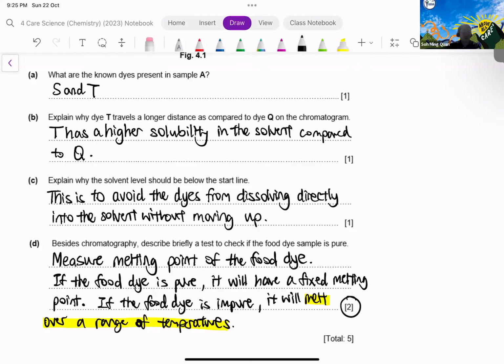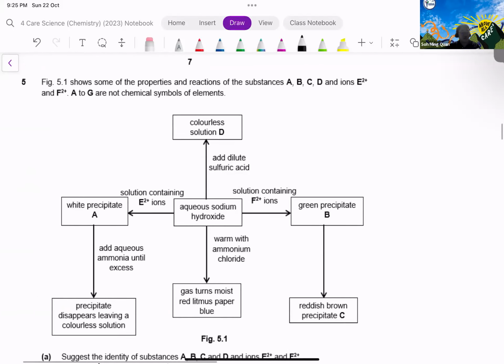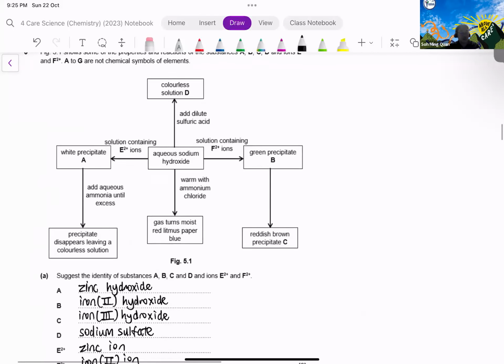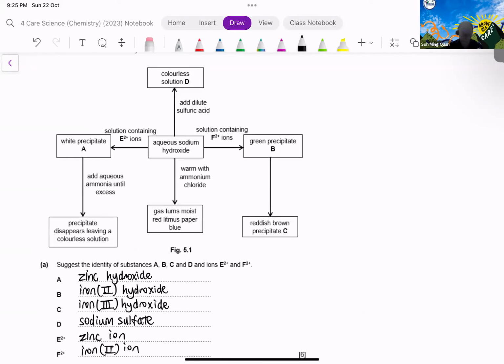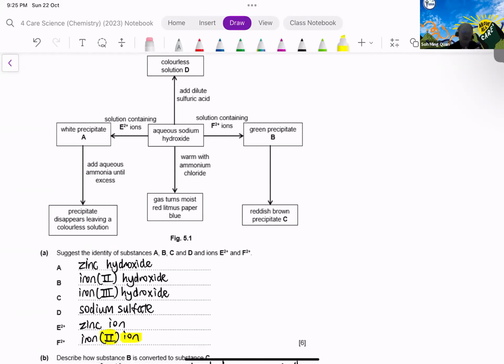Okay, so moving on from the chromatography. The next question, I think, is relatively straightforward. It's Q4. I think most of you would have gotten the 5 or 6 correct. Now, can I just stress one thing though? When you're asked for the ion, you must put the 2 after the ion. So Fe2 plus is iron 2 ion. All right. You could also have written the formula Fe2 plus, that's also fine. But if you want to spell it out, please ensure you write iron 2 ion.